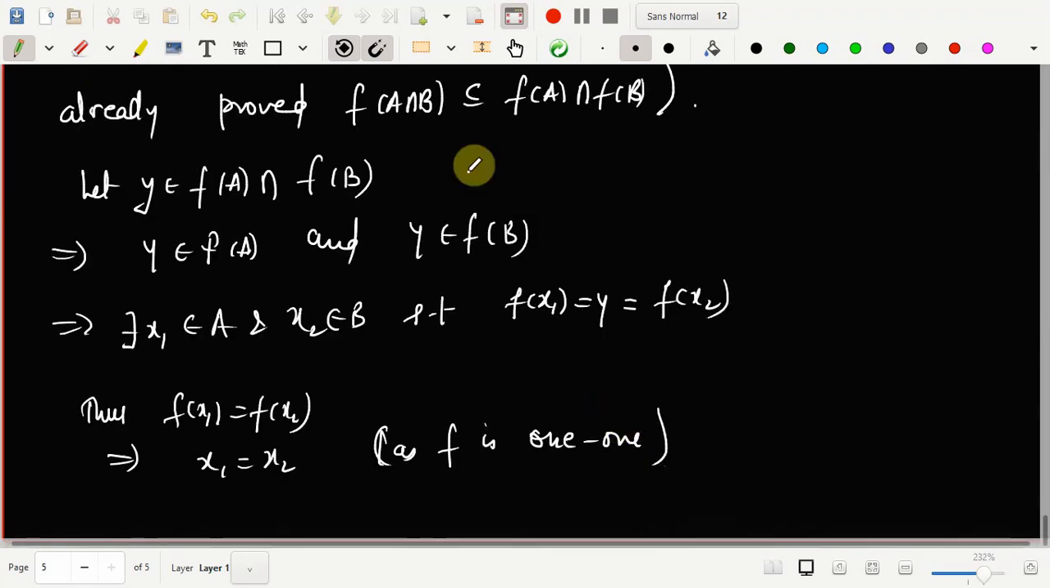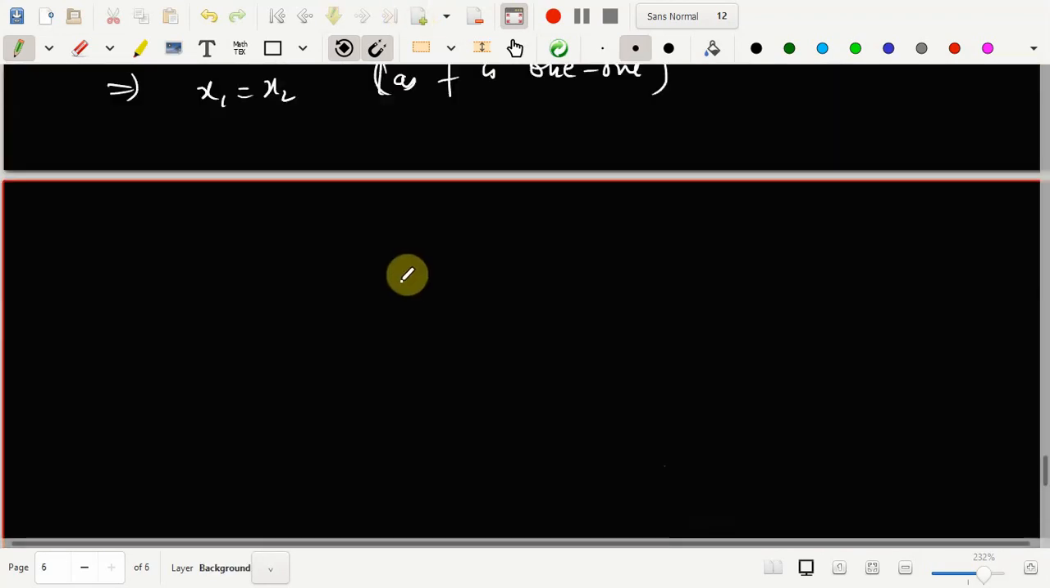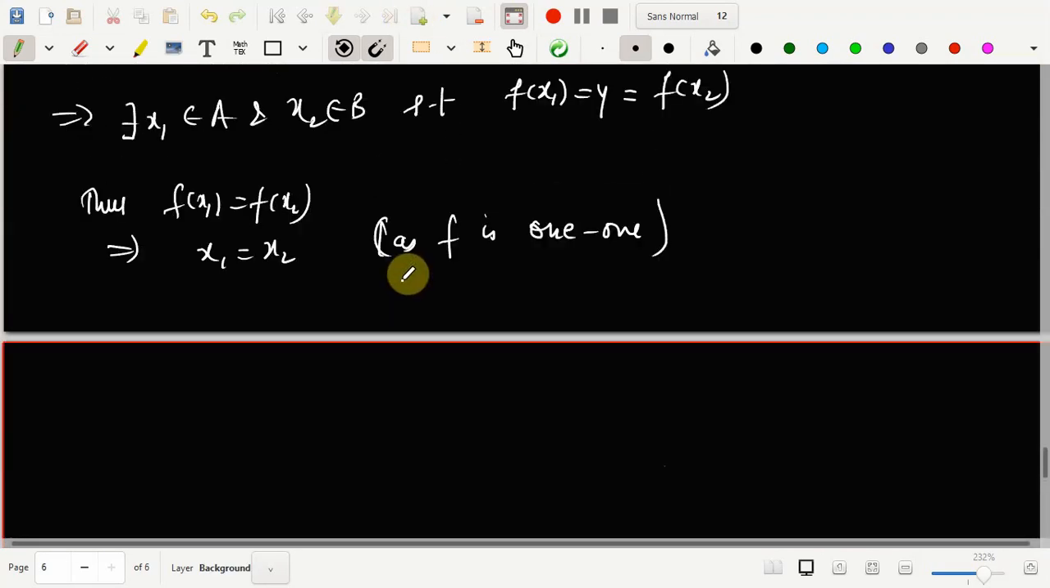Okay, so now is this enough to say that x1 and x2, or to say that x1 is coming from A intersection B such that f of x1 is equal to y? That implies that y is in f of A intersection B.